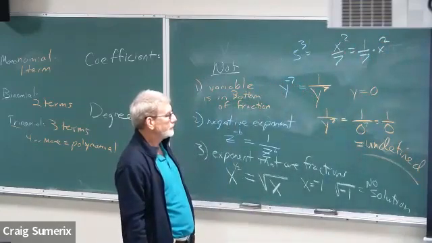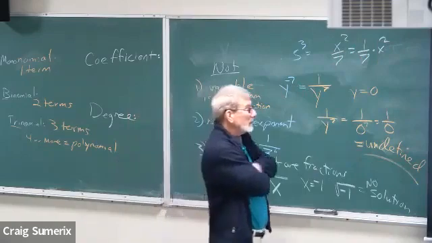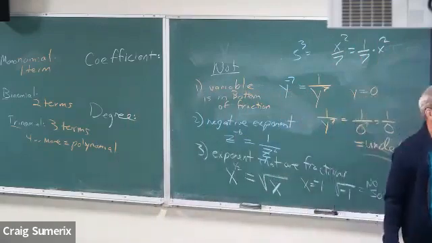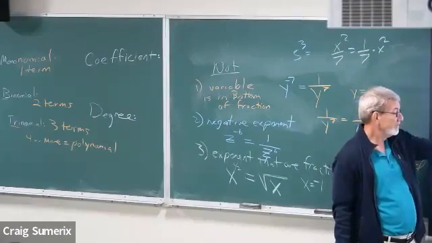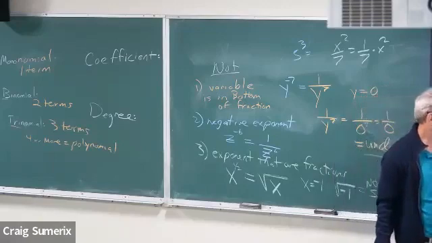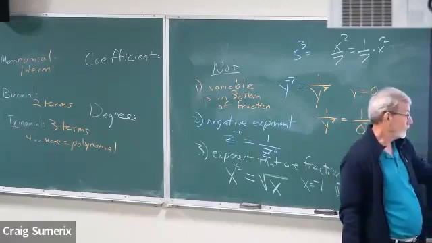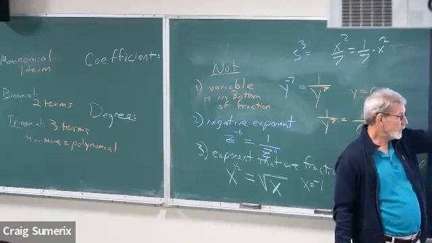32, an issue? No. 33, is that a polynomial? Negative exponent, big no. 34, big no. 35, okay. 36, okay also. 37, no. 38, no.